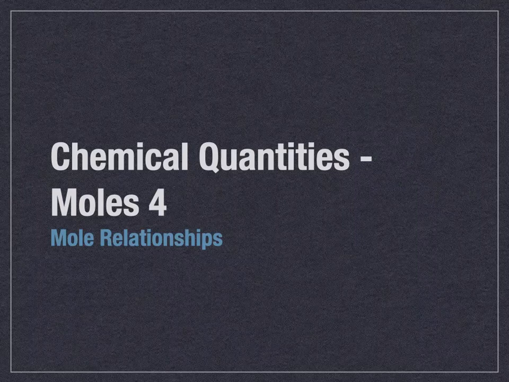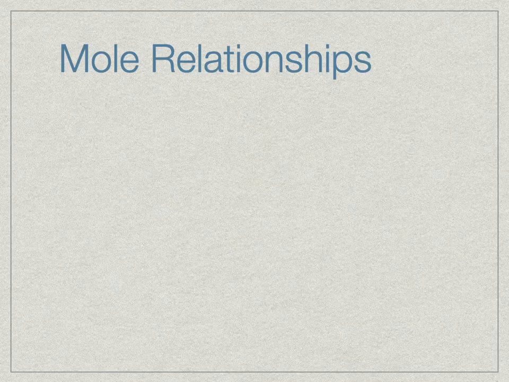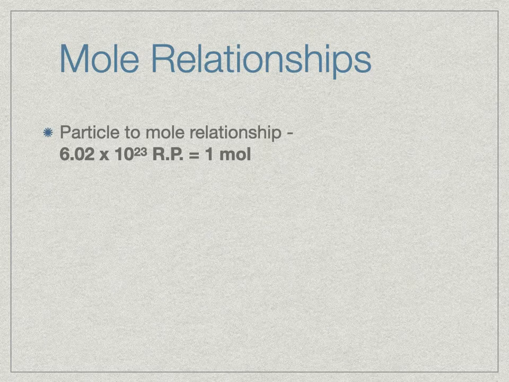And now that we've talked a little bit about what a mole is and how to go about weighing out a mole of either an element or a compound, I want to look a little bit at mole relationships in laboratory measurement. So there are three mole relationships, and the first one is just the definition of a mole. 1 mole of any substance is equal to 6.02 times 10 to the 23rd representative particles.